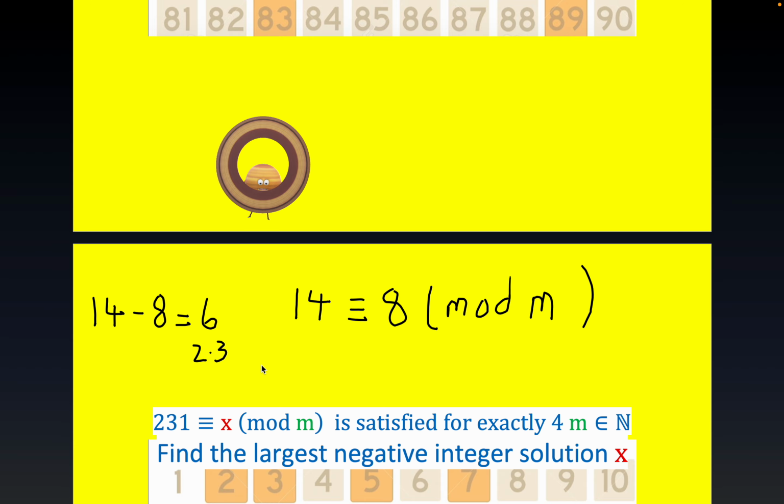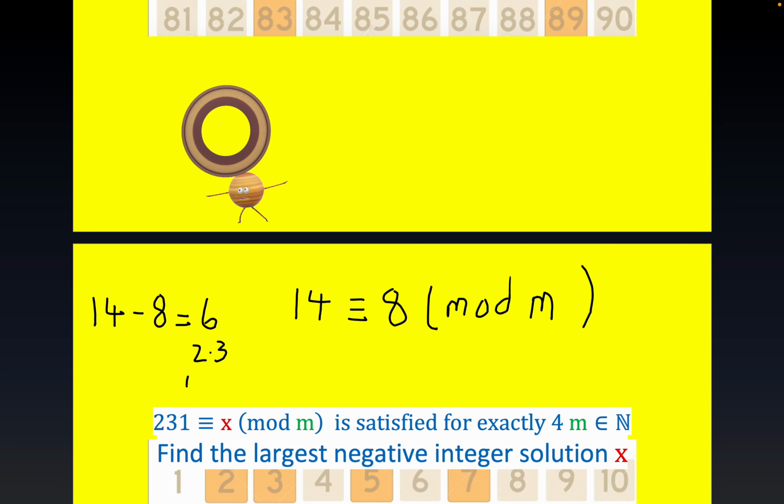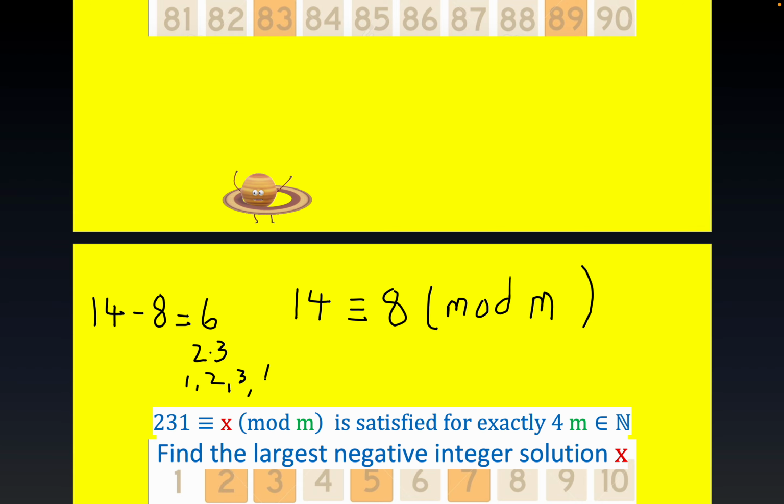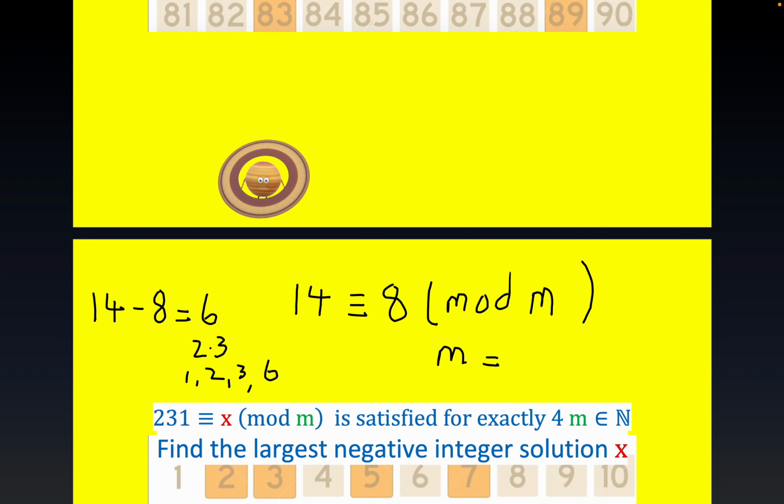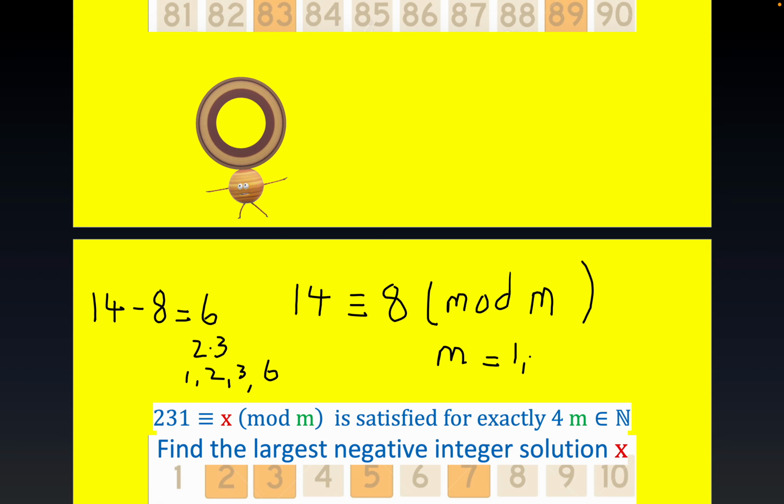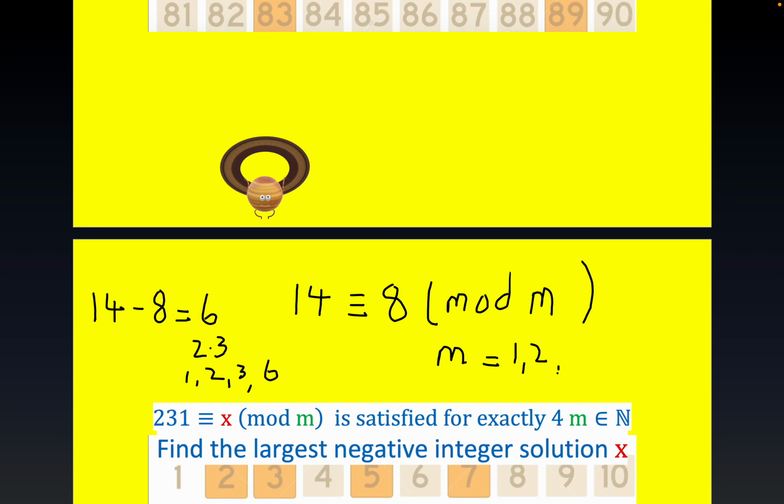And so that leads to the truth that we have 1, 2, 3, and 6 that are divisors of 6. So this all implies that m equals the only possible m's right here, which would be positive m's at least: 1, 2, 3, and 6. Just that list of numbers we just enumerated.